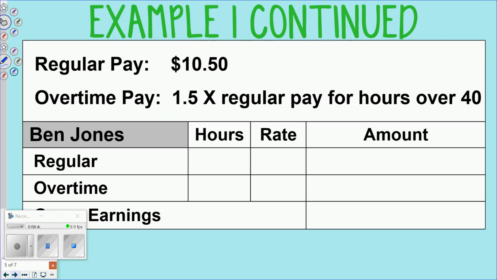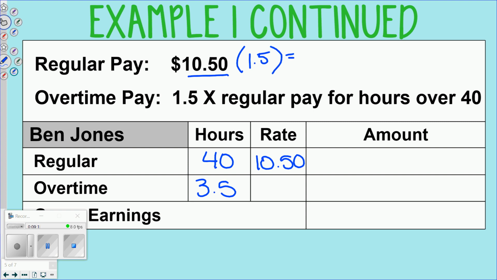Okay? So still looking at the same example, same numbers we just worked with. So let's kind of fill the bottom part in first. So regular and overtime. How many hours were regular? 40. How many overtime then did he have? 3.5. All right, so the rate, regular, it says up here that he makes $10.50. How much does he make for overtime? Good. To figure out his overtime, we have to multiply the $10.50 by 1.5 to figure out how much he makes. So he's making $15.75 for overtime.